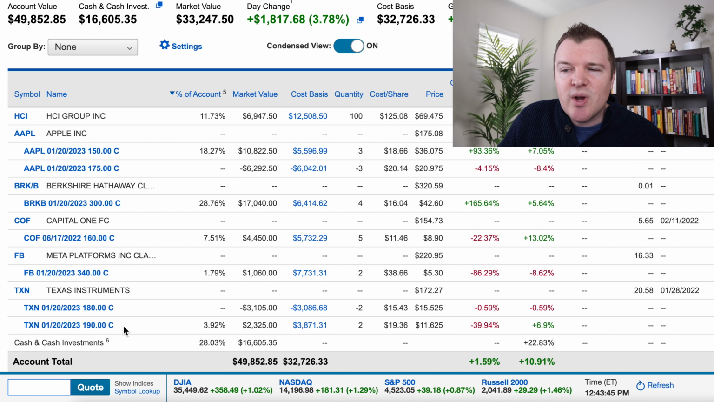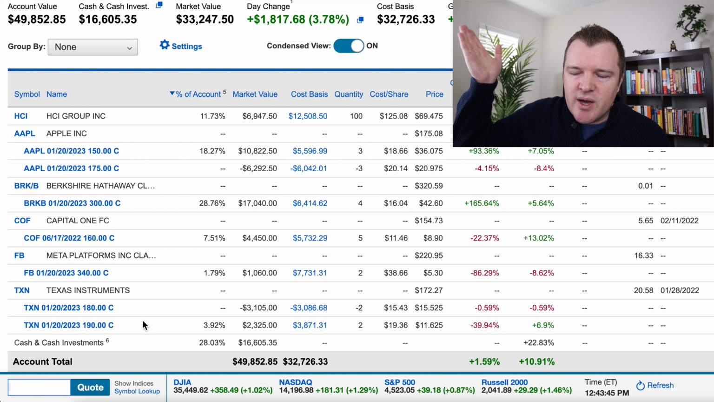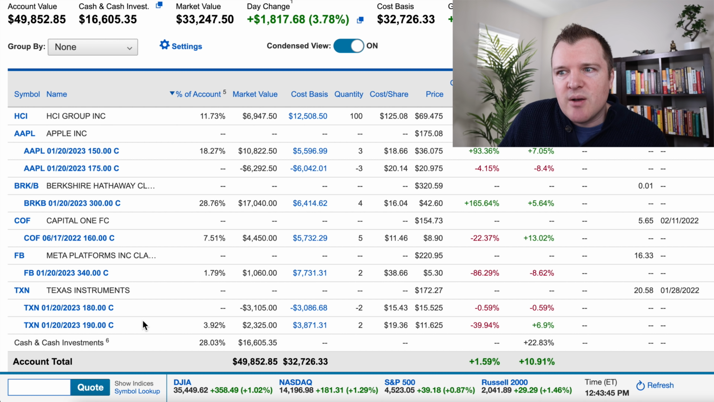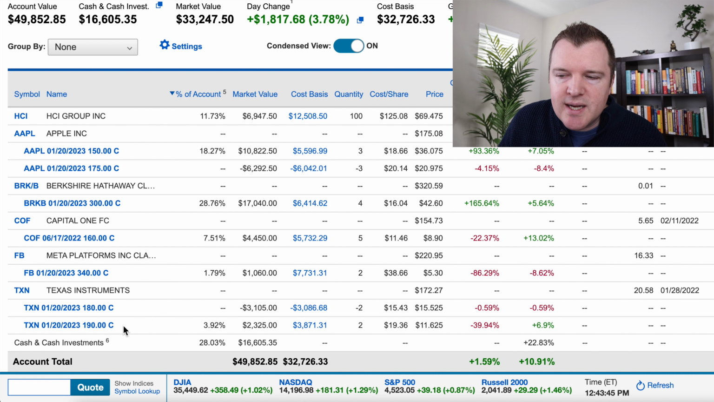The difference between the strikes is $10. 10 times 100 shares per contract is 1,000. I have 2 of these, so the most I can lose if Texas Instruments just takes off and goes to 300 a share or whatever is $2,000. So the calls that I bought will be gaining dollar for dollar the same amount as the calls that I sold by expiration if Texas Instruments takes off and by expiration it's above 190.